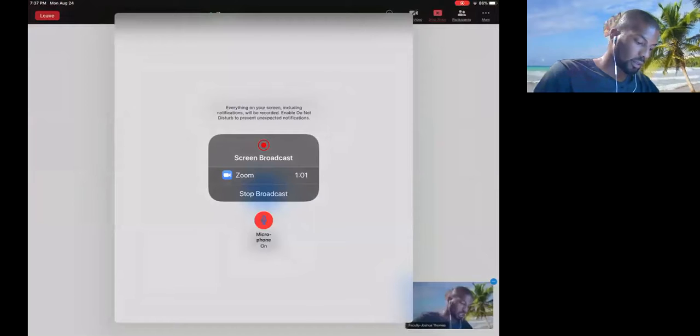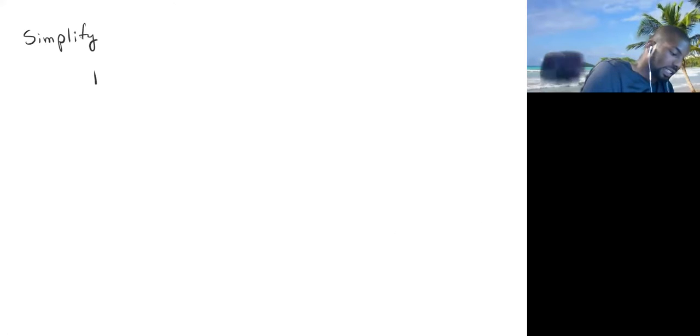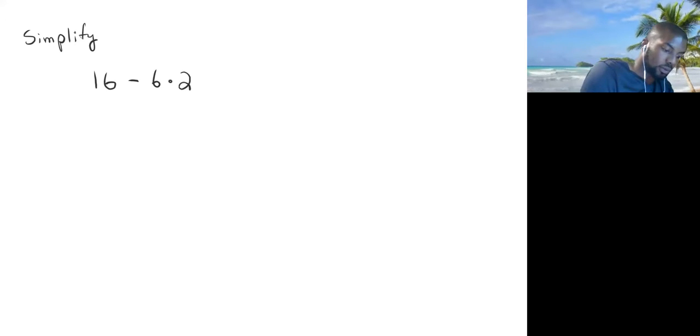So let's start with a simple problem here. Let's say we just had something like this. You have 16 minus 6 times, that's what the little dot means, 2. What does that equal?